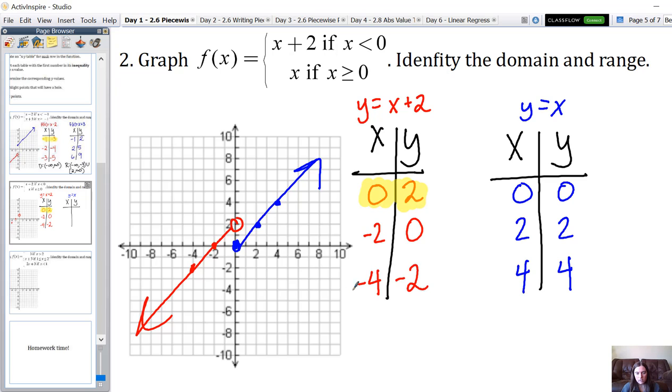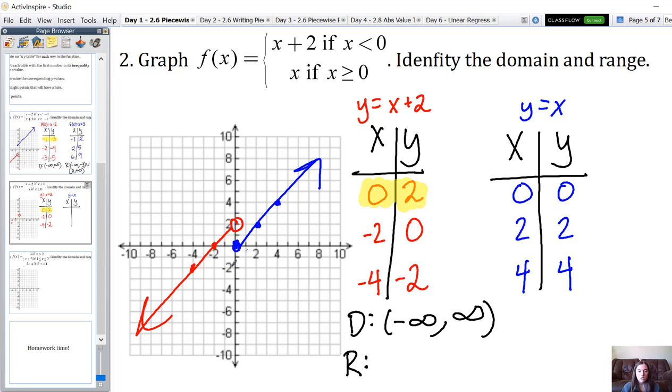The domain is all the x values, so we're going to go from left to right. We have this arrow pointing to the left forever, so we're going to start at -infinity. We're going to go until we get to our hole, that's at 0, but then at 0 on the other line, it's a filled-in circle, so we can include that, and then keep on going. Everything is included here, so we're going towards positive infinity.